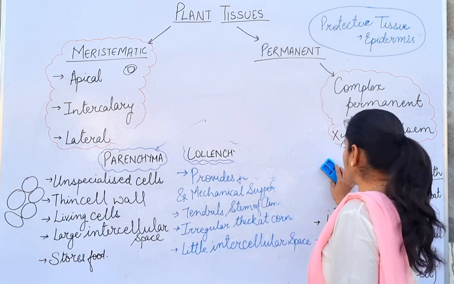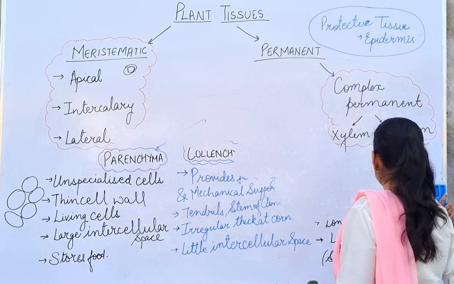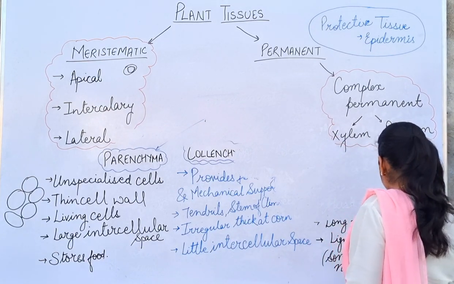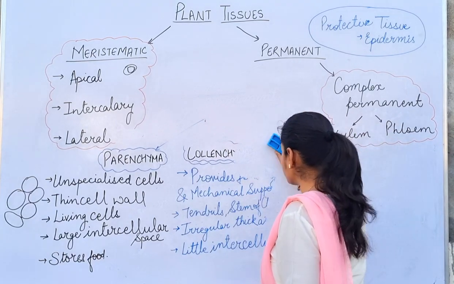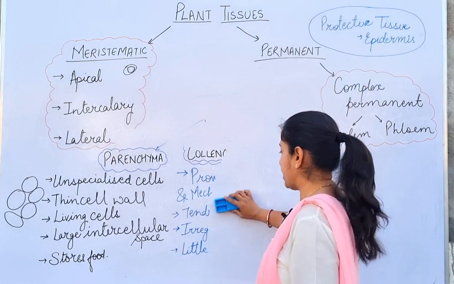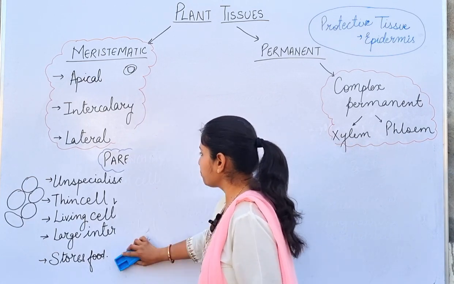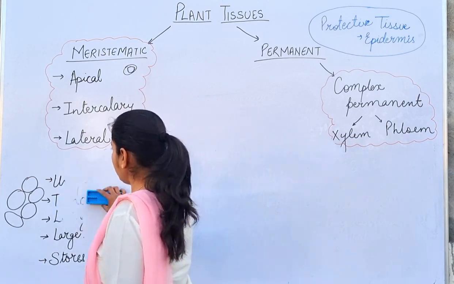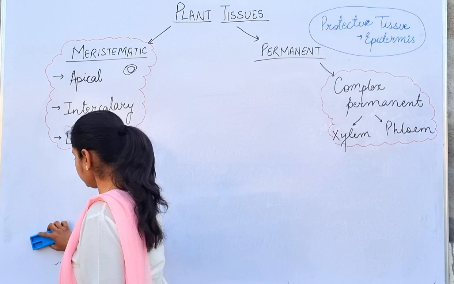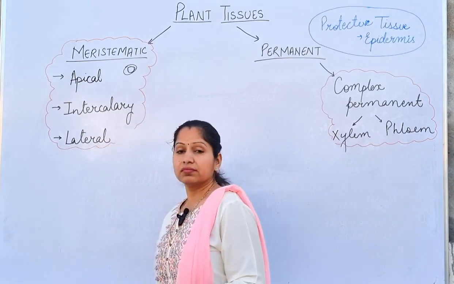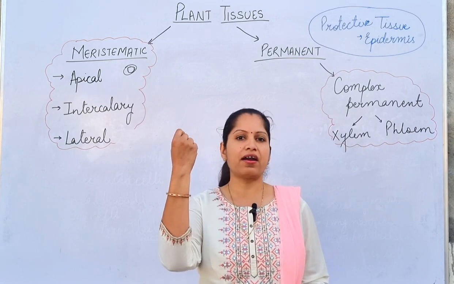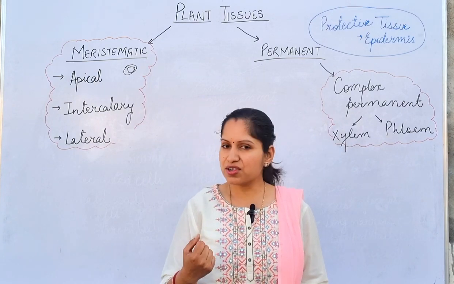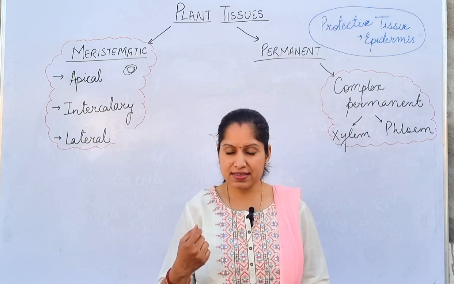Apart from these permanent tissues, the plants also have some protective tissues. And this protective tissue is the epidermis of the plants. So, we'll talk about the epidermis of the plant. We have a protective covering of skin around our body. That is also made up of epidermis cells.